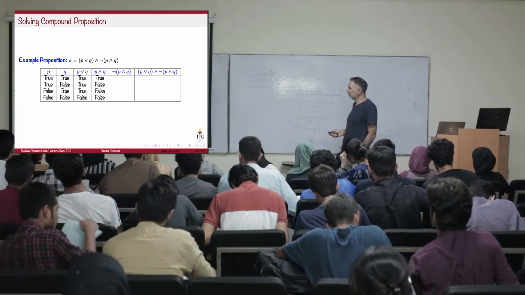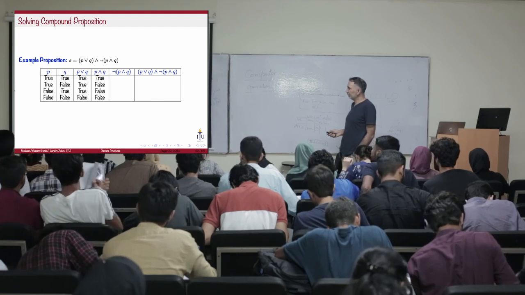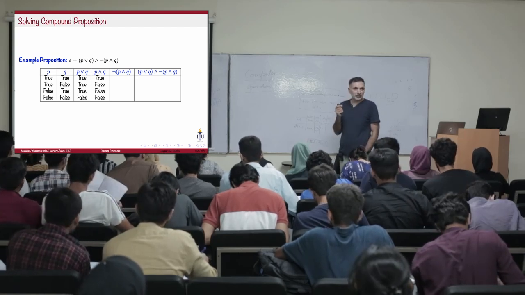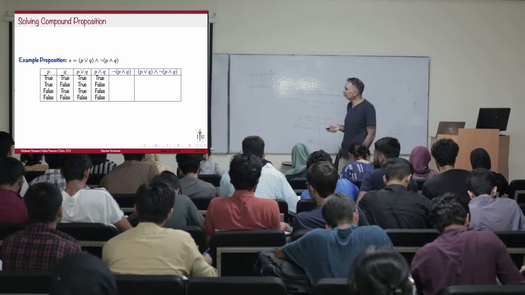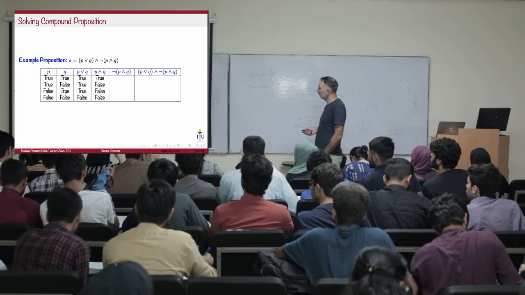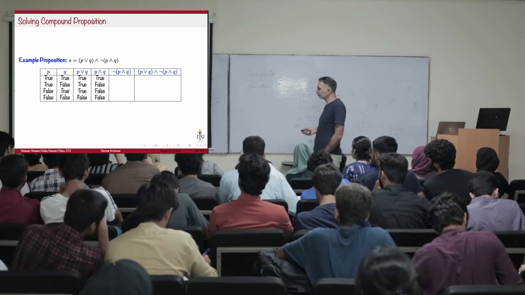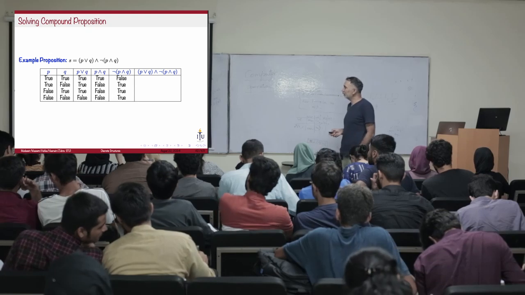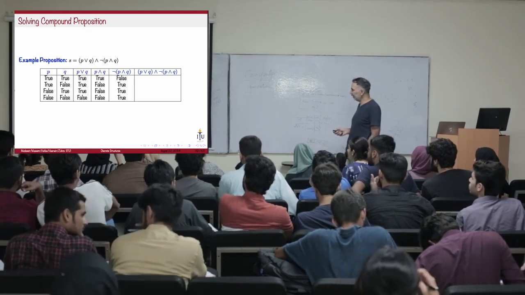So you already know how to evaluate P or Q, and you already know how to evaluate P and Q. The next step is to evaluate the negation of P and Q. So what's the negation of P and Q? Yeah, you would get a false here and you would get true everywhere else. Okay, awesome. And what would be the AND of these two?